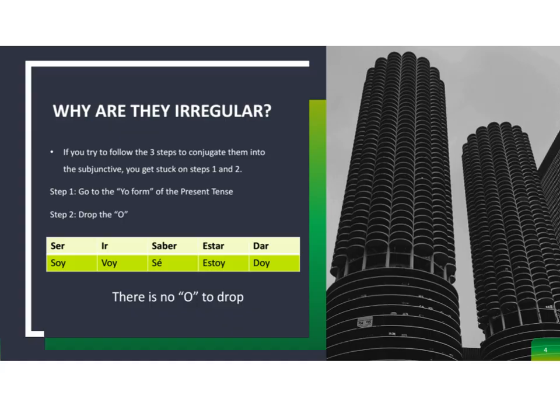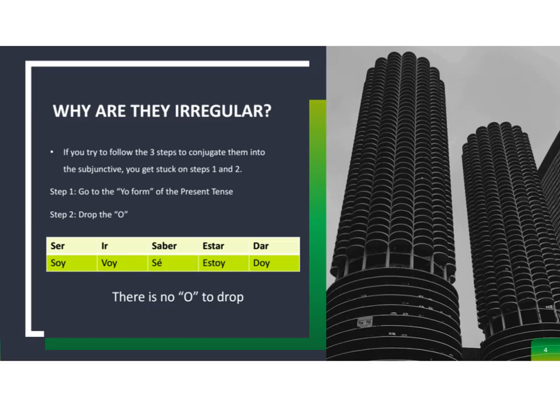All right, so I want to show you why these 5 verbs are irregular. So if you go back to when we were conjugating regular verbs in the present subjunctive, you'll remember that we did 3 steps. We went to the yo form of the present tense, we dropped the yo, and then we added the opposite ending. So the thing with these 5 irregular verbs is that if you try to follow those 3 steps, you're going to find that you have a problem. You're going to get stuck on steps 1 and 2.